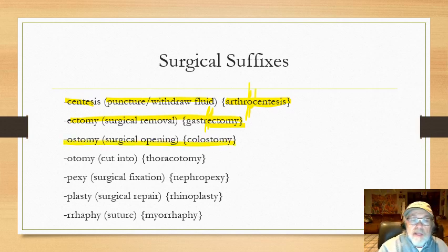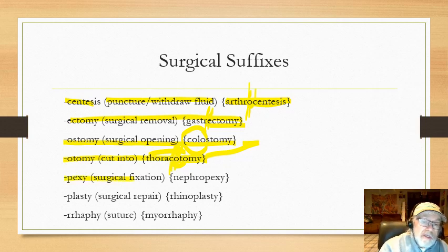Colostomy, making a surgical opening to the colon, because colo is a word root that means colon. Otomy, cutting into. Thoracotomy. Thoraco means chest. Otomy would be the suffix, so therefore I don't need a combining vowel. Thoracotomy, that's cutting into the chest.